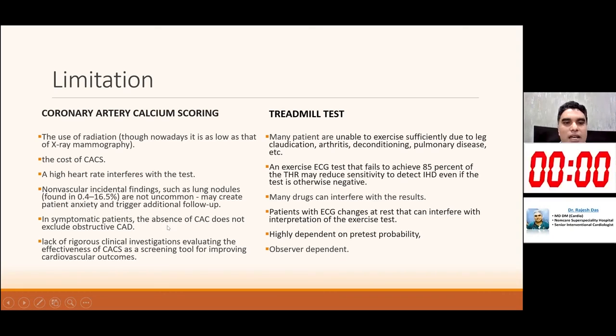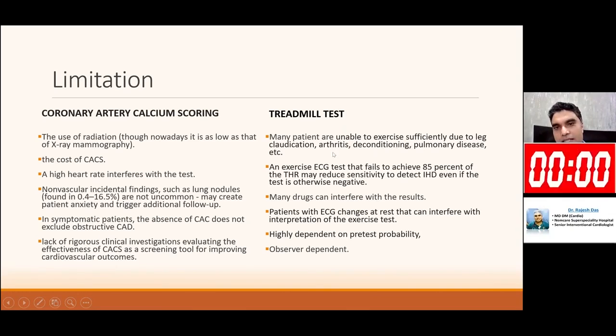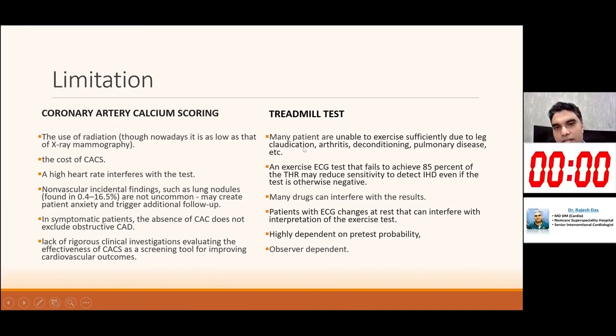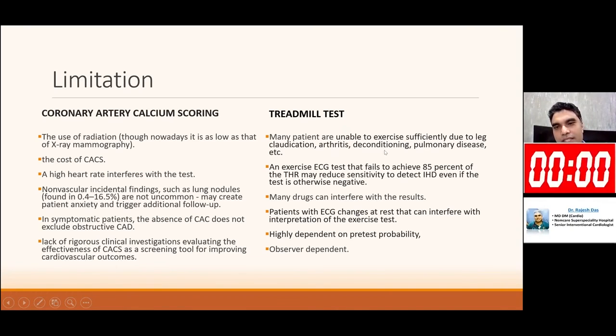In symptomatic patients, absence of CAC does not exclude obstructive CAD in non-calcified plaque. We have a lack of randomized controlled trials, and all evidence is from observational studies. And in treadmill testing, there are many limitations: if the patients are unable to exercise due to associated conditions like intermittent claudication or pulmonary disease, it is a drawback.